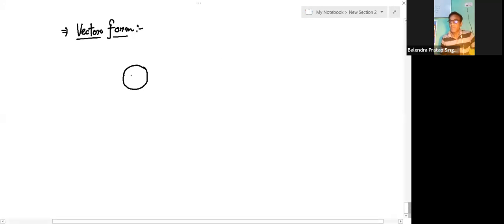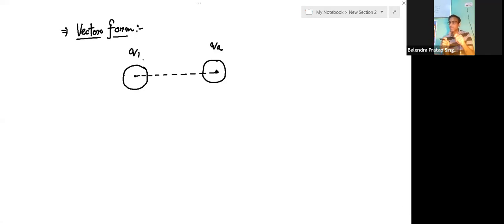So if I consider a charge q1, I'm drawing a line from center to center, and this is a charge q2. In this case, q1 applies a force on q2. Suppose both are similar charges, both positive. Then they will try to repel each other. One important thing: similar charges repel each other and dissimilar charges attract each other. One positive and another positive repel, two negatives repel, and one positive and one negative attract each other.